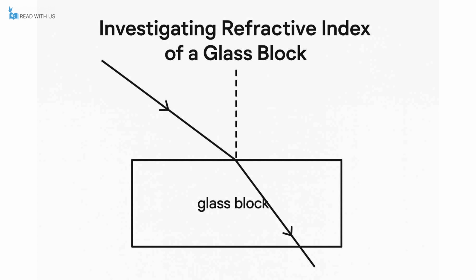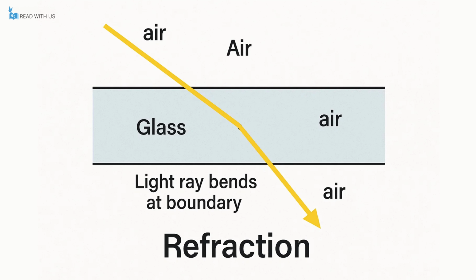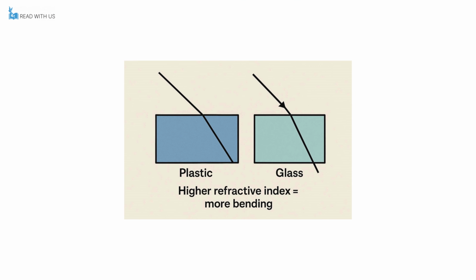In this practical, we investigate how light changes direction when it passes from air into a glass block and then back into air. When light travels from one material to another, it bends, and this bending of light is called refraction. The amount of bending depends on the refractive index of the material. A material with a higher refractive index bends light more.